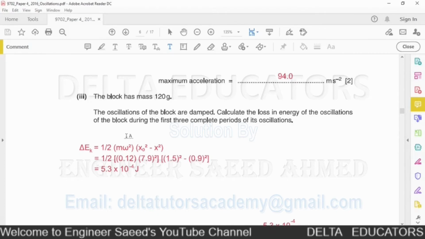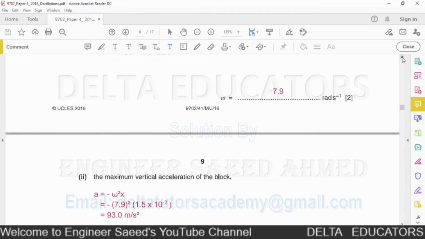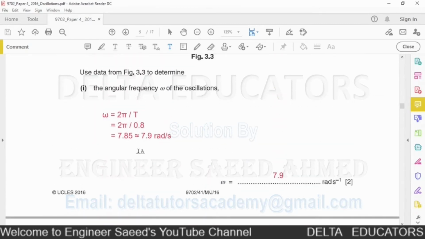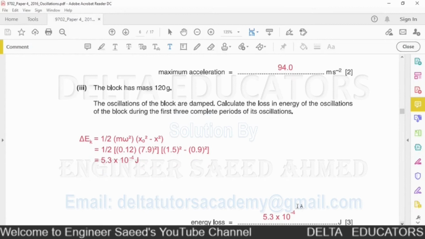Now this omega is angular frequency or angular velocity. This angular frequency or angular velocity we have calculated in the previous part. It is 7.85 or 7.9. So here we can use 7.85 or 7.9.